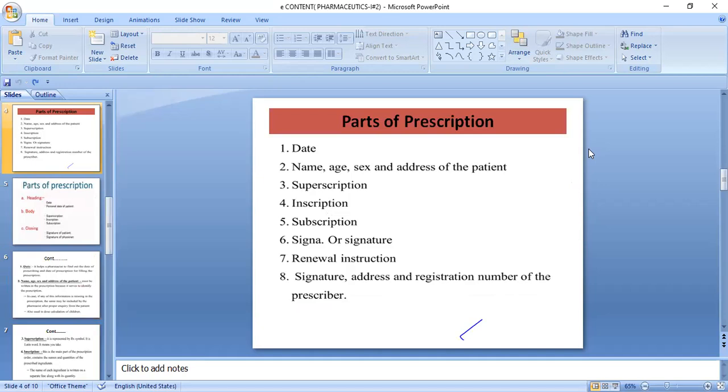Now, parts of a prescription. A prescription is divided into many parts, and we have to understand each and every part in a very clear way. The first is the date, then the name, age, sex, and address of the patient. Third, superscription, inscription, subscription, signature, renewal instruction, then the address and registration number of the prescriber. So a written prescription consists of mainly 8 parts, and each part has specific information which we will discuss in the next slide.